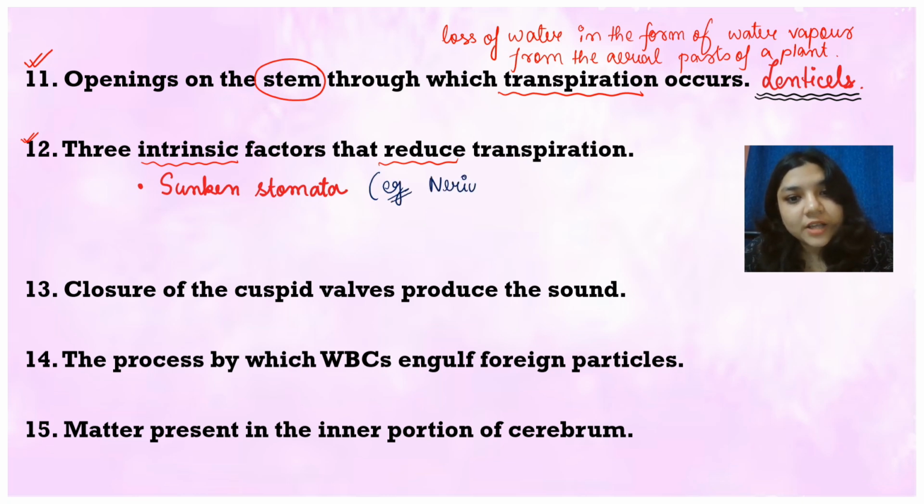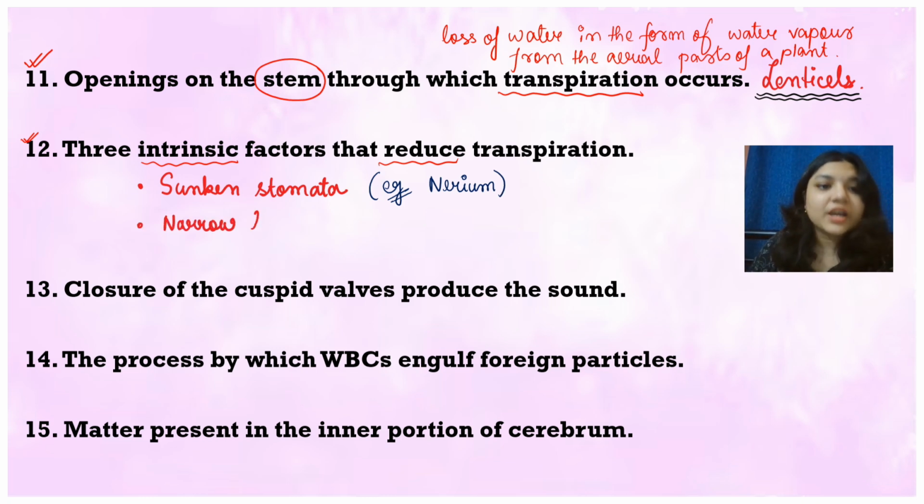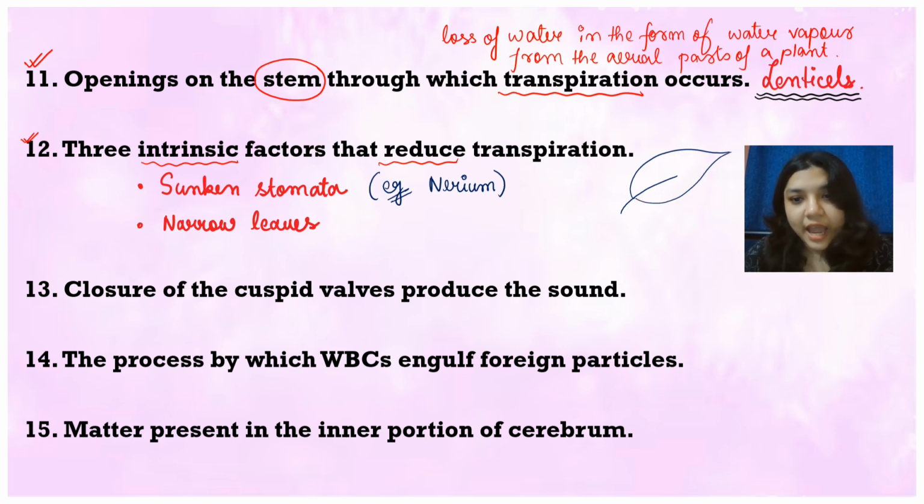So if the stomata are sunken, it prevents excessive loss of water as water vapor. Second, we have narrow leaves, right? Narrow leaves means that if you have a broad leaf like this, and as compared to that we have a thin or a narrow leaf like this, this second one has a lesser amount of area exposed to the air, to the sun. So lesser transpiration will happen from here.